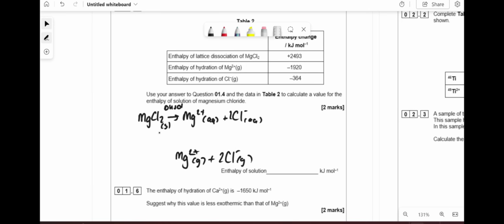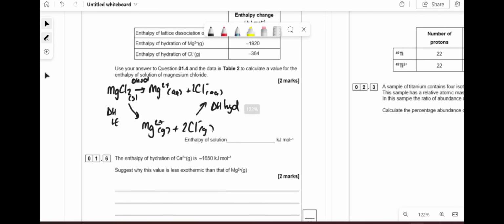Now you need to think about this cycle and what's going on here. If we're going from solid ionic compound to gaseous ions, that is the enthalpy of lattice dissociation. Now we're going from gaseous ions to aqueous ions. That's the enthalpy of hydration, which is why those definitions are crucial to know, because if you can do that, you can do the rest. So that means delta H solution equals delta H LE plus delta H hydration.